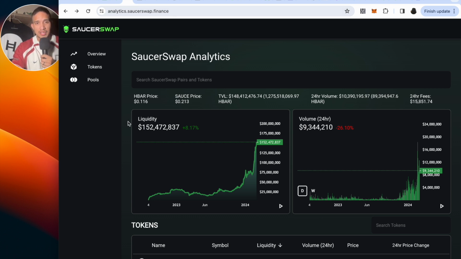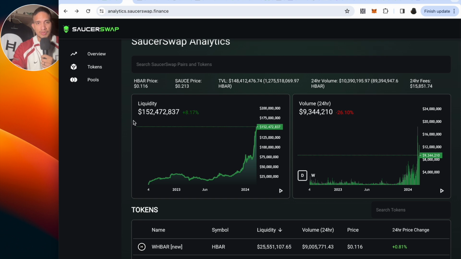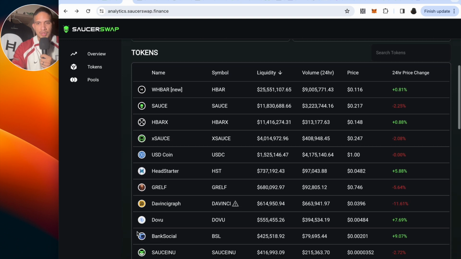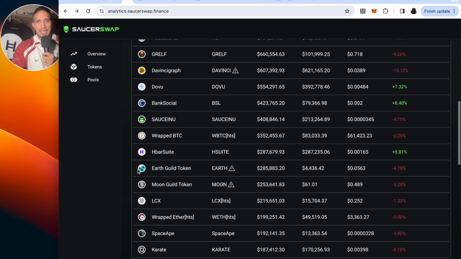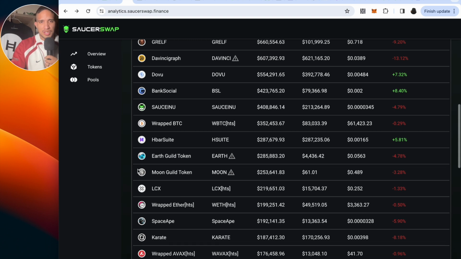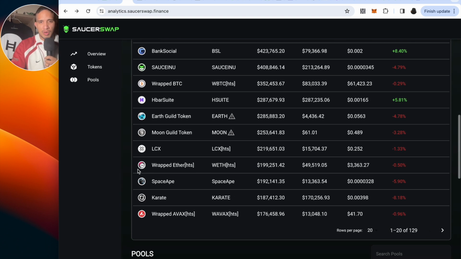So these are the analytics. You can see liquidity right here is 152 million. The 24-hour trading volume is 9 million. So this is where you come to get the information you need about tokens that you want to make decisions and see what they're all about.